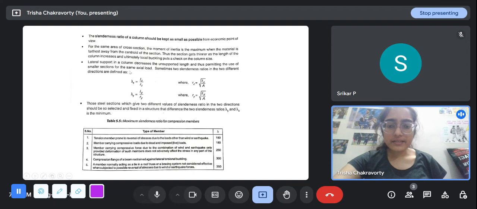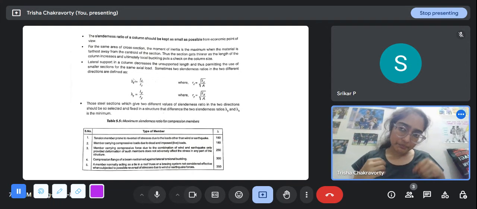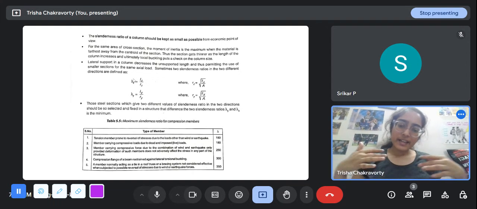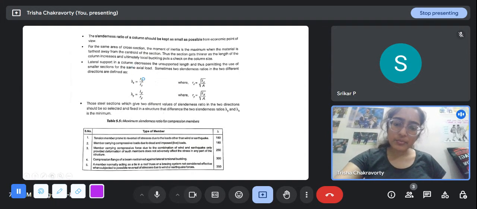Sometimes the slenderness ratio in two different directions is defined, depending on the y and z directions. If x is the direction along which the column is oriented, y and z is the plane of the cross sectional area. They can be different because we know that the moment of inertia is different in two directions. Those steel sections which give two different values of slenderness ratio in two directions should be so selected and fixed in a structure that the difference between the two slenderness ratios is minimum.